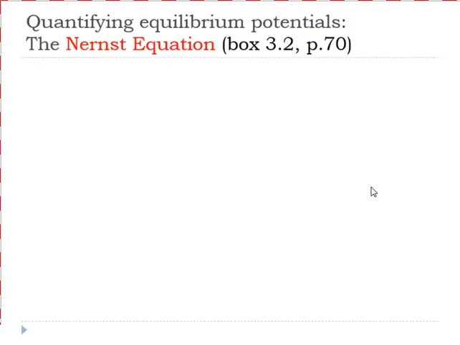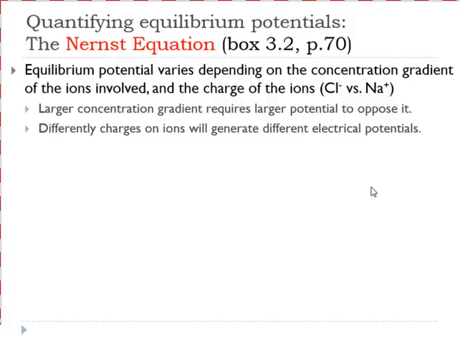The equation is called the Nernst equation, and it looks a lot worse than it is, but it's basically an equation that allows us to calculate the equilibrium potential. The equilibrium potential is that membrane potential at which there's an equal balance between the concentration gradient and the electrical gradient. I'm repeating myself a lot, but that's on purpose because these are critical concepts. So it's going to depend on the concentration gradient as well as the charge of the ions. Larger concentration gradients will require a larger potential difference, a larger electrical gradient effectively, to oppose it. Different charges of ions cause differences in the electrical potentials.